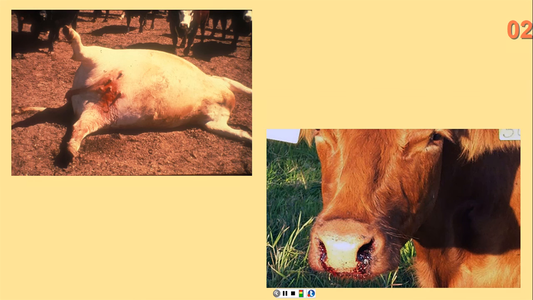There are 2 forms of this bacteria, peracute and acute. The peracute form affects cattle and sheep. It is sudden onset and rapidly fatal. Symptoms include staggering, dyspnea, trembling, collapse, convulsive movement, and death. The acute form affects horses.